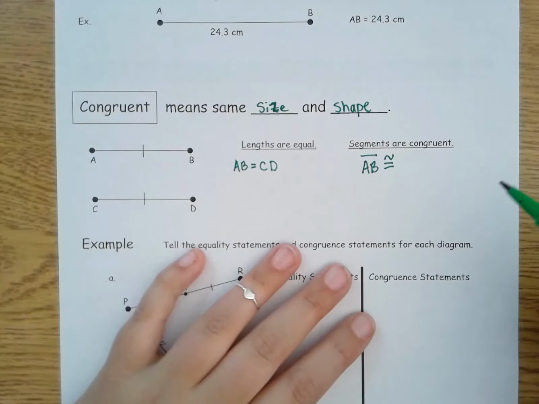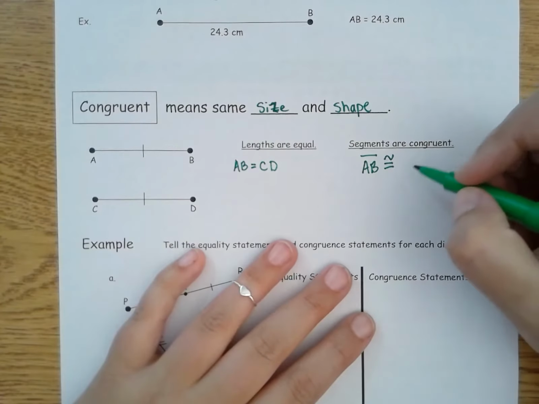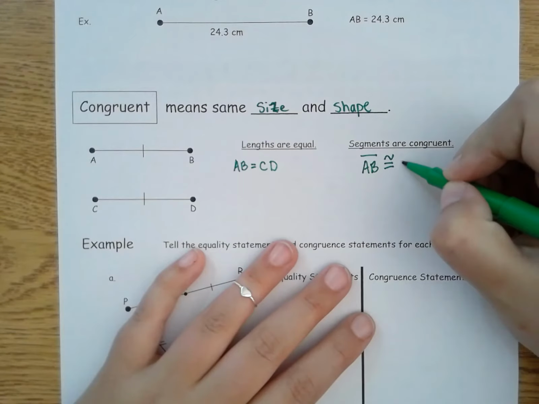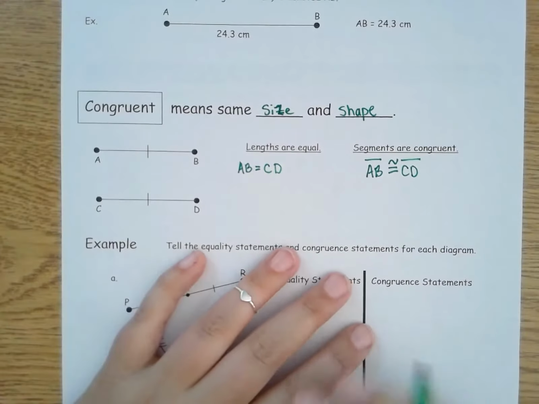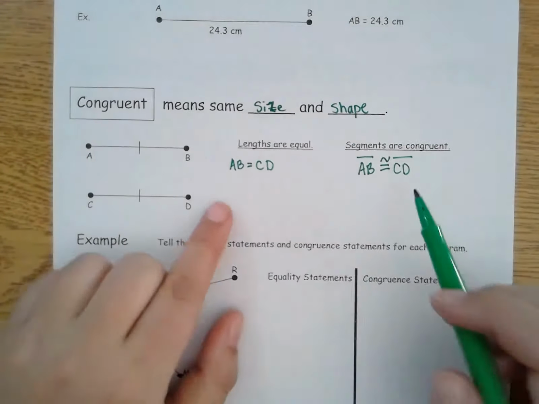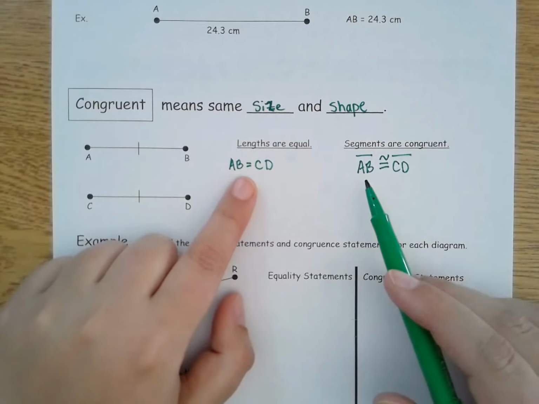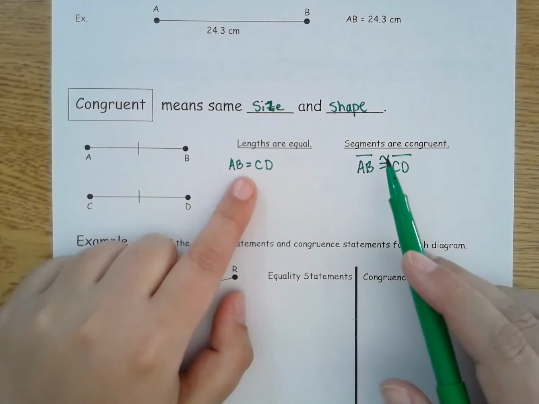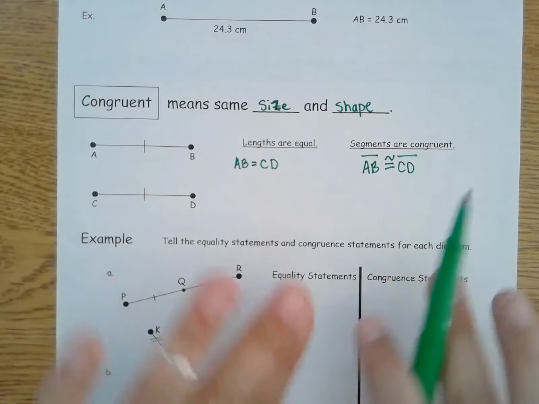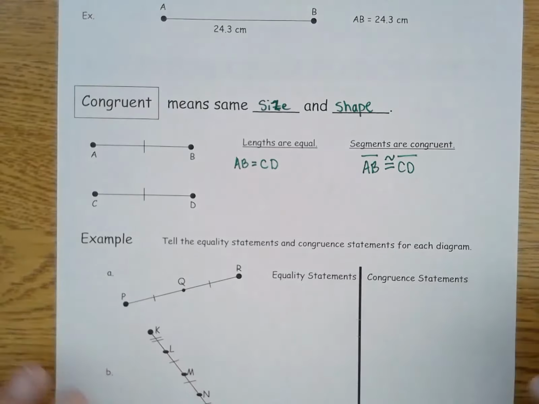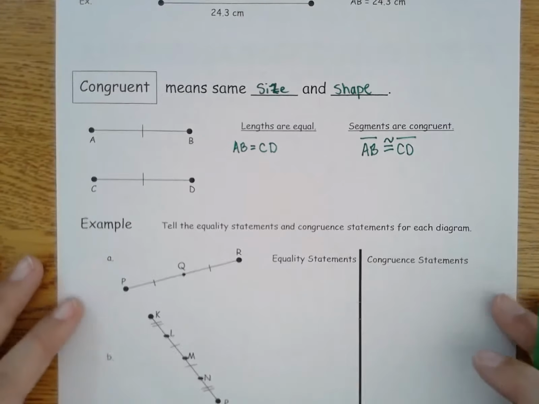But it's not just equal, it's equal or congruent. And then CD, line segment CD. So the statements are just a little different. You can't use equal signs with segments, and you can't use congruent symbols with lengths. These are different bodies of stuff in geometry.